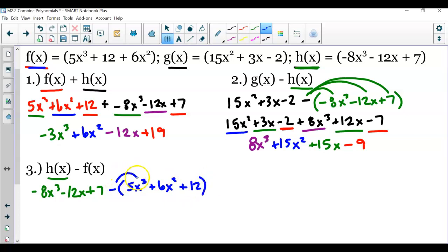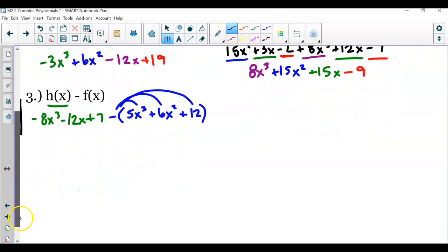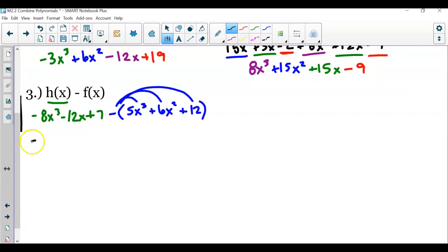Now make sure to distribute the negative or negative 1 to every term. So I'm going to rewrite this now as, sorry, let me scroll down here. I'm going to rewrite this as negative 8x cubed minus 12x plus 7, but now instead of positive 5x cubed, negative or minus 5x cubed. No longer plus 6x squared, but minus 6x squared. And then no longer plus 12, but now minus 12.